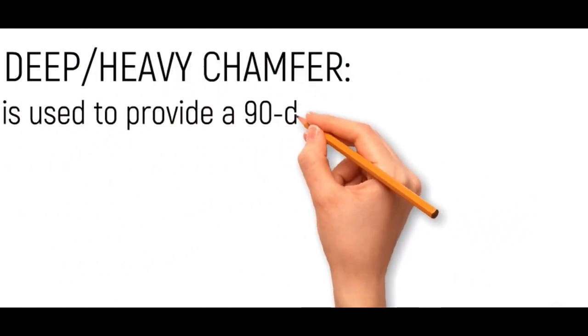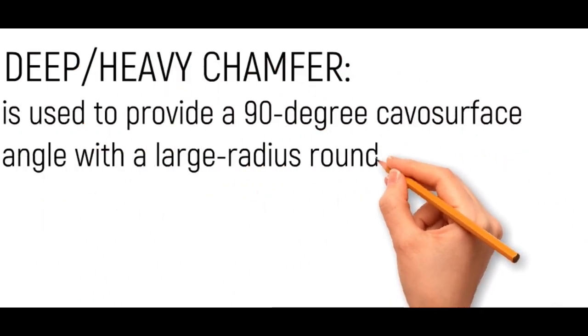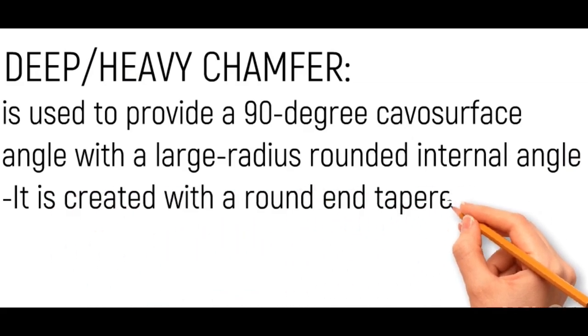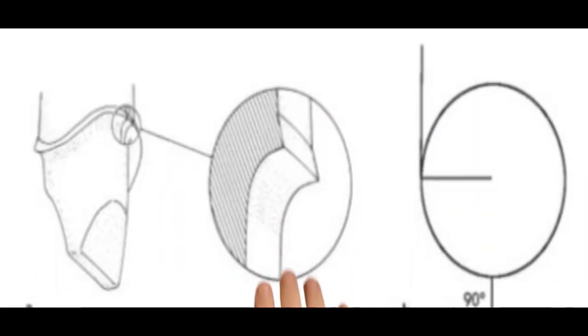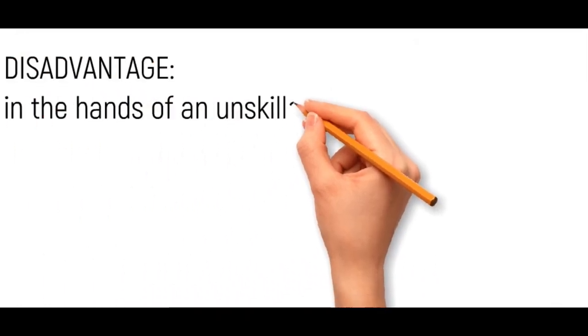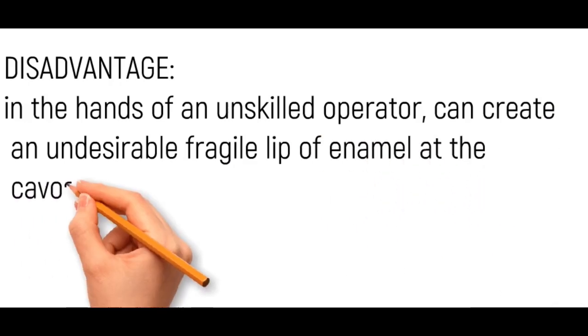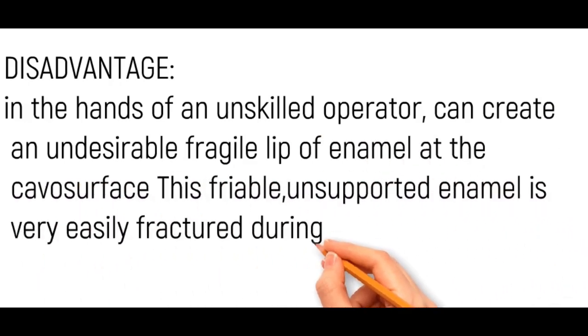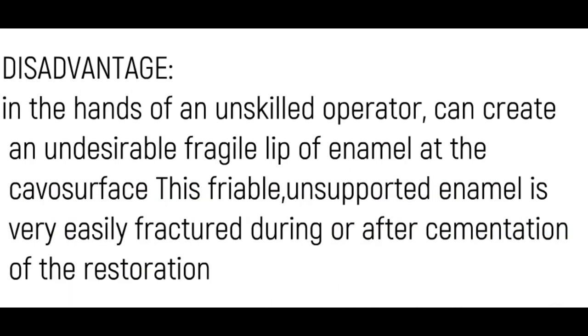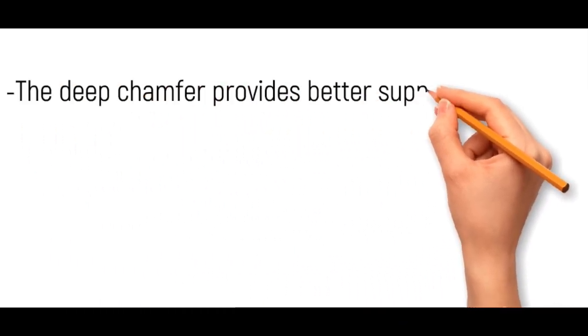Now talking about deep chamfer or heavy chamfer, it is used to provide a 90-degree cavo-surface angle with a large radius rounded internal line angle. It is created with a rounded and tapered diamond bur, and this is the pictorial representation of heavy chamfer. The disadvantage of heavy chamfer is that in the hands of an unskilled operator it can create an undesirable fragile lip of enamel at the cavo-surface. This fragile enamel can very easily fracture after cementation of the restoration.